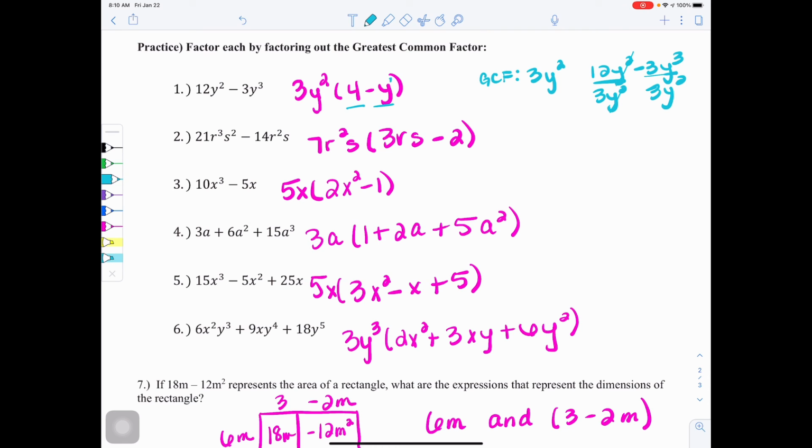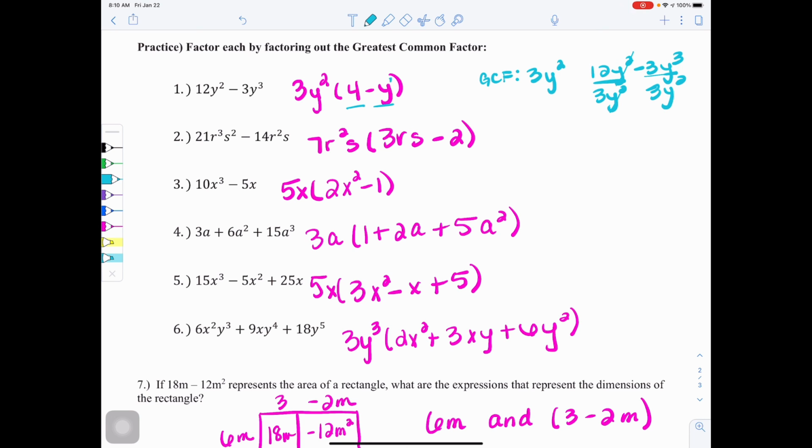So number 2 should be 7r squared s times 3rs minus 2. Number 3 is 5x times 2x squared minus 1. In number 4, you should have 3a times 1 plus 2a plus 5a squared. In number 5, 5x times 3x squared minus x plus 5. Number 6, 3y cubed times 2x squared plus 3xy plus 6y squared.